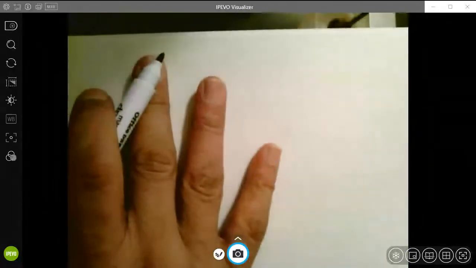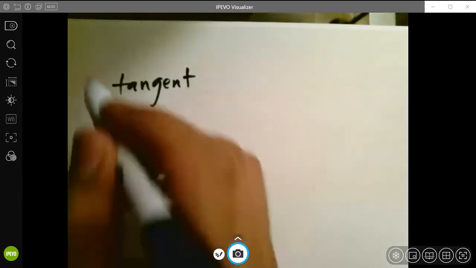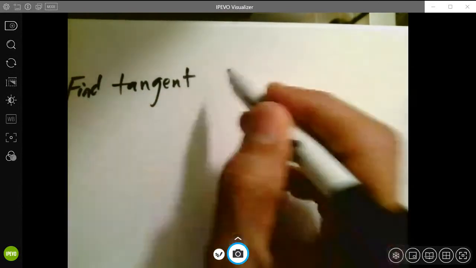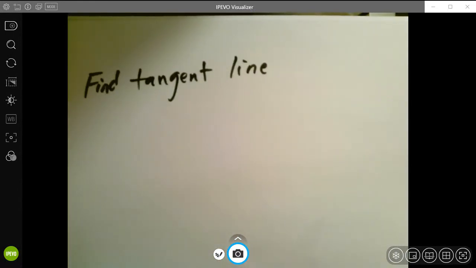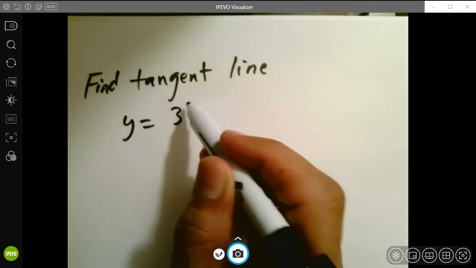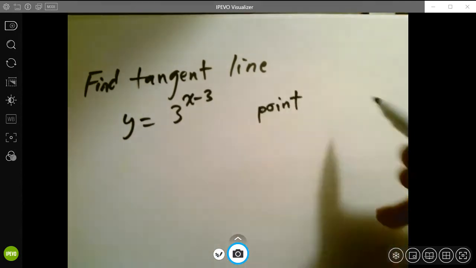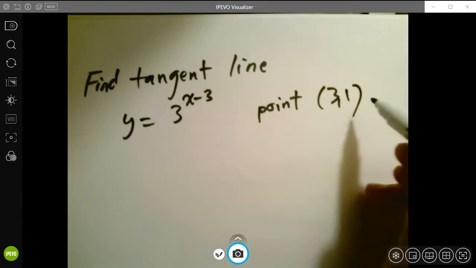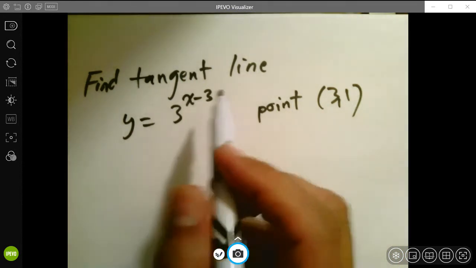Okay, now tangent line. The function is 3 to the power x minus 3 at the point 3, 1. I want the equation of the tangent line. So what is the derivative here?